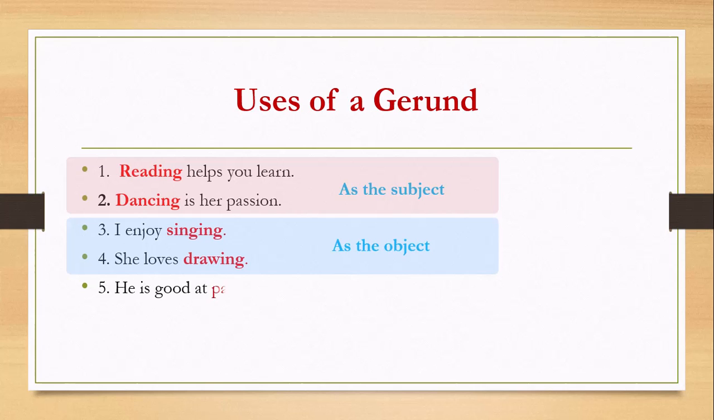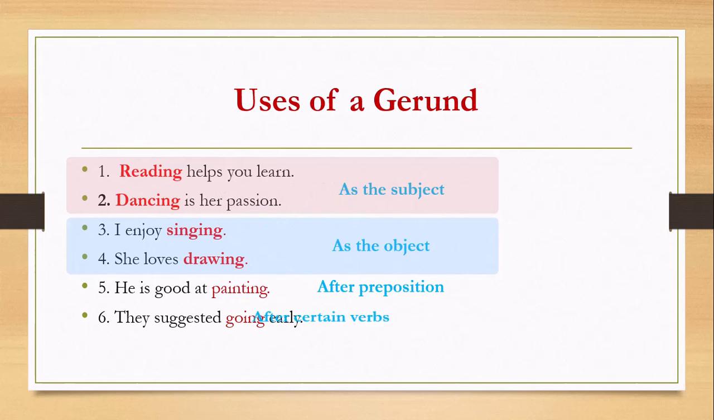See, here is the next sentence: he is good at painting. So here painting is a gerund and it comes after a preposition. Last sentence: they suggested going early. Now here the word going is in gerund form and it follows one verb, that is suggested. It means after certain verbs.